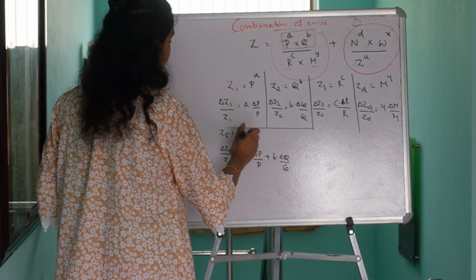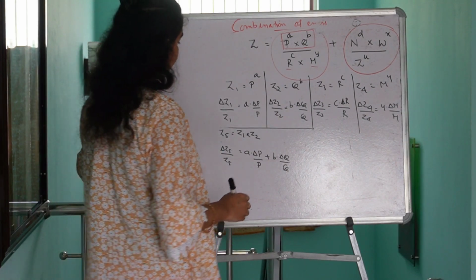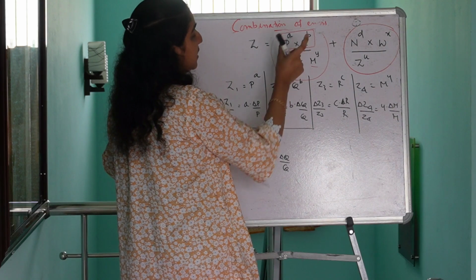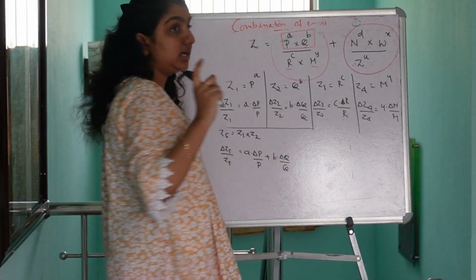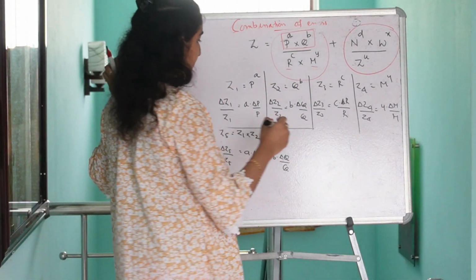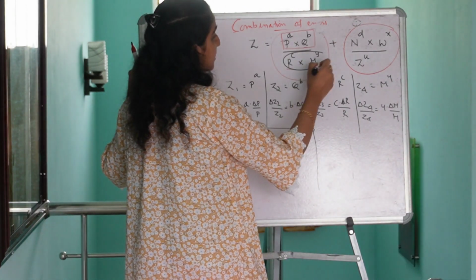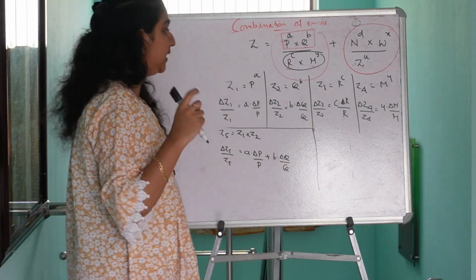Here it is multiplication, not plus. So I found the relative error in the numerator. Is it clear? Yes. Now I am going to consider the denominator alone. I am going to consider the two terms in the denominator.